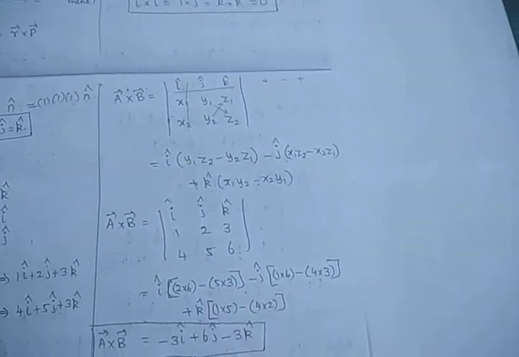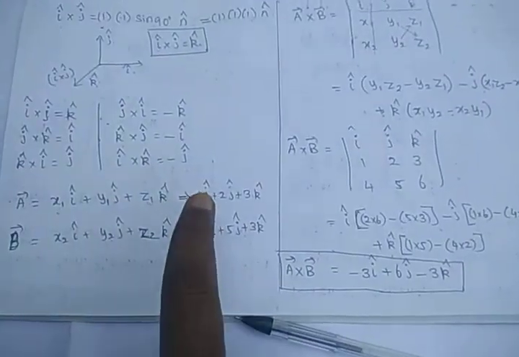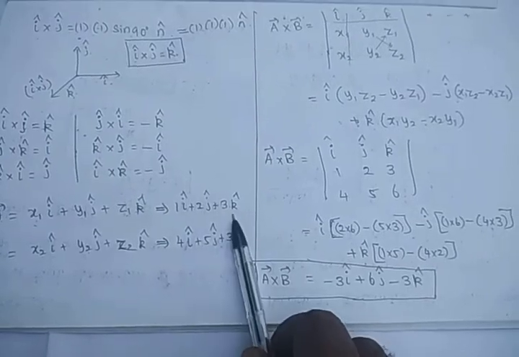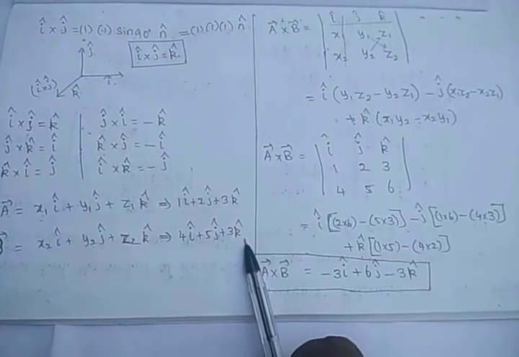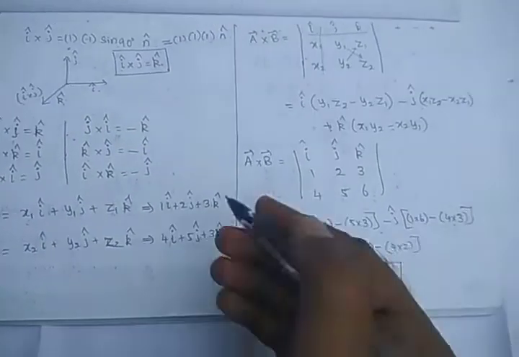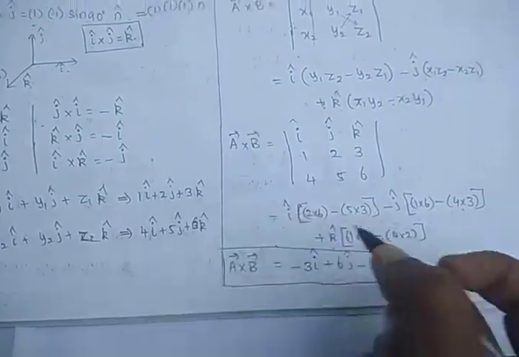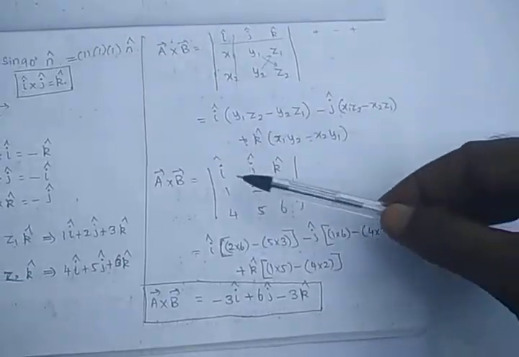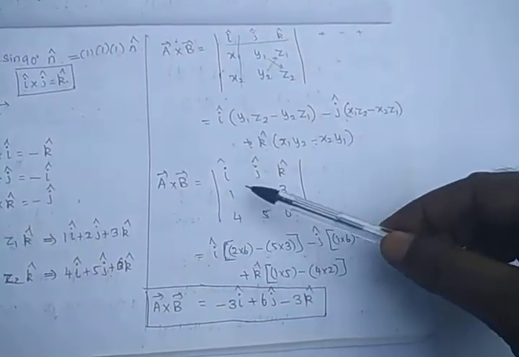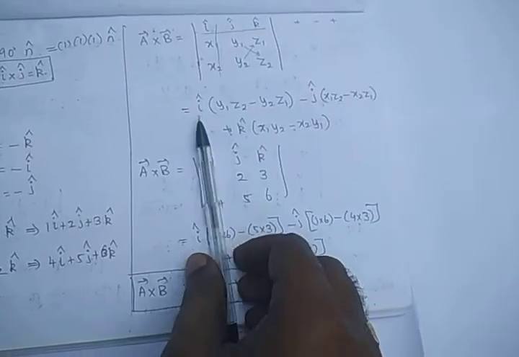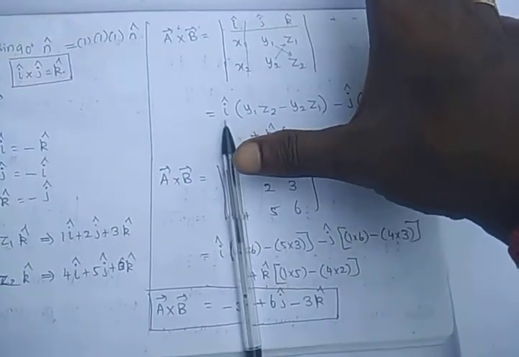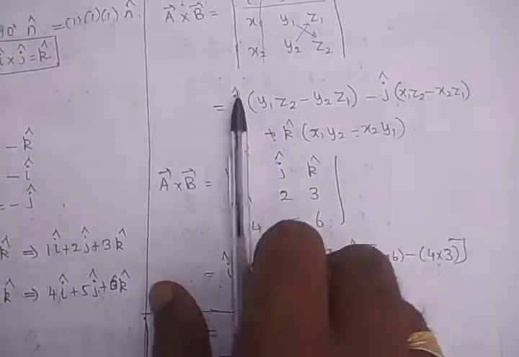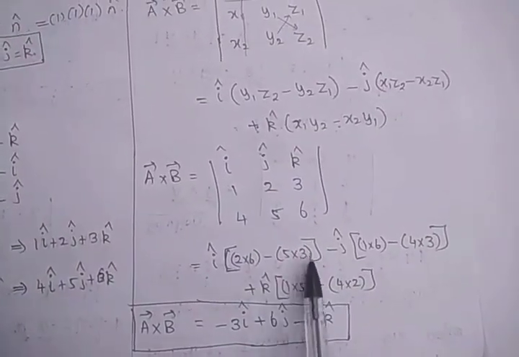If you put a number, it is easy for you. I will consider the vectors 1i plus 2j plus 3k and 4i plus 5j plus 6k. So what will we get? First row is the i, j, k. Second row 1, 2, 3. The b vector coefficients are 4, 5, 6. So what will we get? i cap into, we have to hide these two things. What will we get? 2 into 6 minus 5 into 3. 2 into 6 minus 5 into 3.